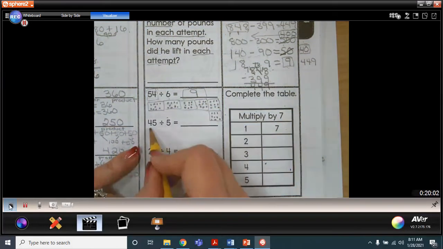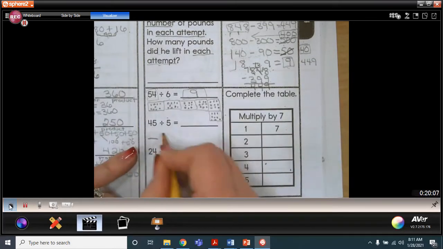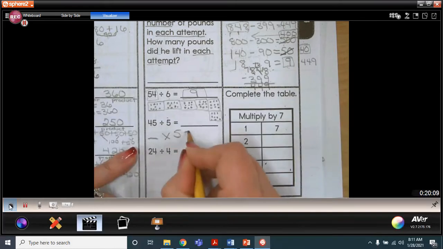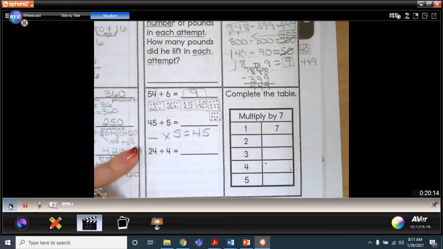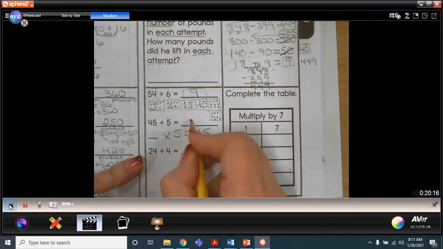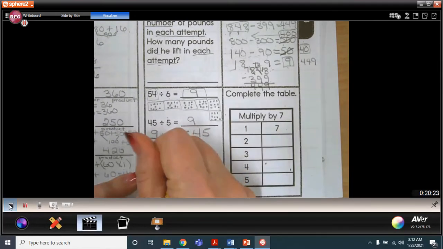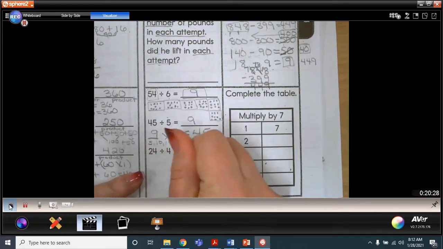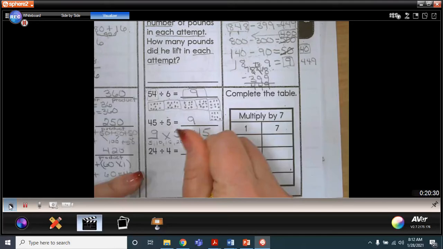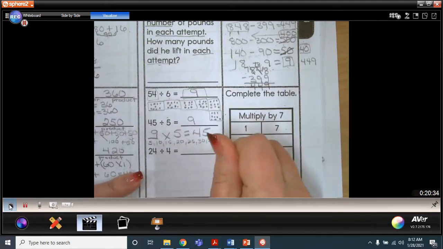So now let's take what we know about 45 divided by 5. Well, come on guys, we know what we can multiply times 9 or 5 to get 45, right? Right. 9, right? So our quotient is going to be 9. Or we could count by 5s. 5, 10, 15, 20, 25, 30, 35, 40, and finally 45.